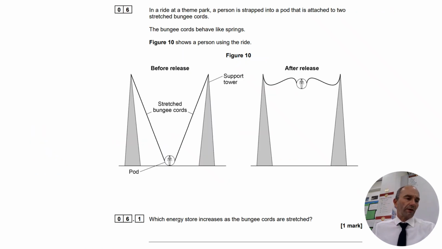Alright, moving on to question 6. So we've got a ride at a theme park and a person is strapped into a pod that is attached to 2 stretched bungee cords. Now we're being told here the bungee cords behave like springs. So below we've got the person using the ride and you can see the bungee cords are stretching as the person drops down towards the ground.